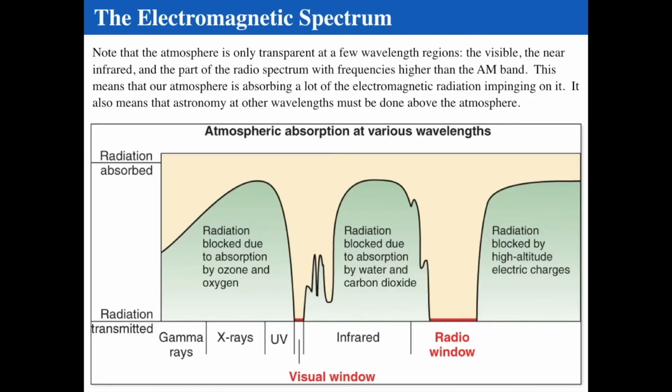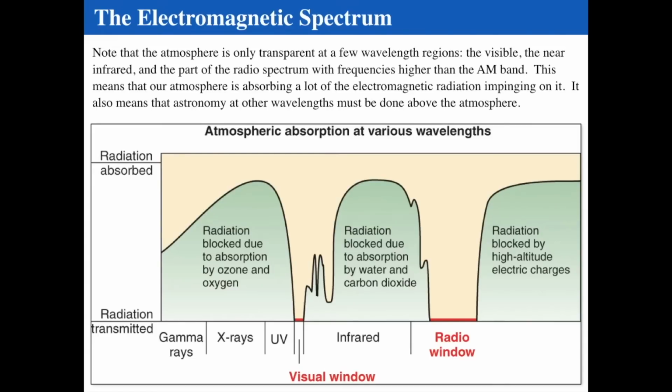wavelength regions. Almost everything else is blocked, and part of the reason we have global warming is because infrared radiation does get trapped. All you have to do is add some more water and carbon dioxide and you trap more infrared, and that's warmth. In any event, for astronomy purposes, the visual window is what we see with our eyes, and the radio window is what we see with radio telescopes.